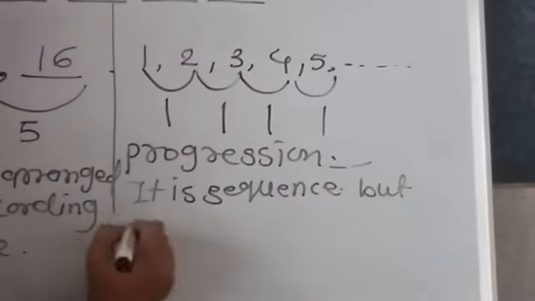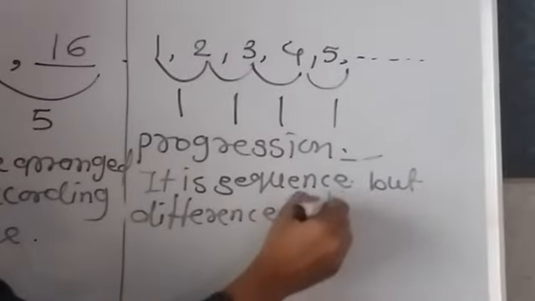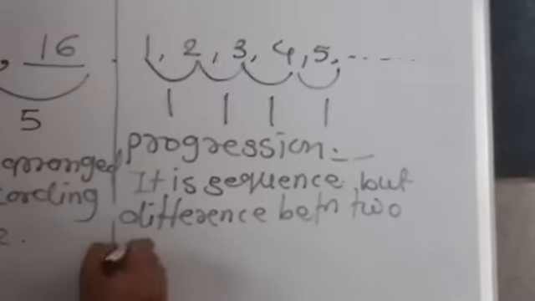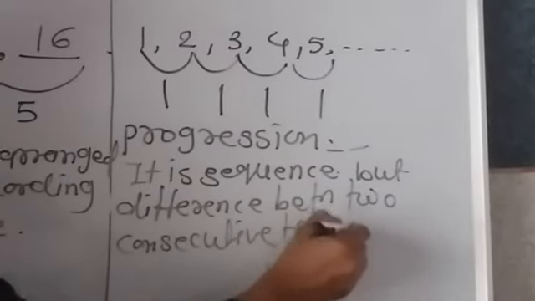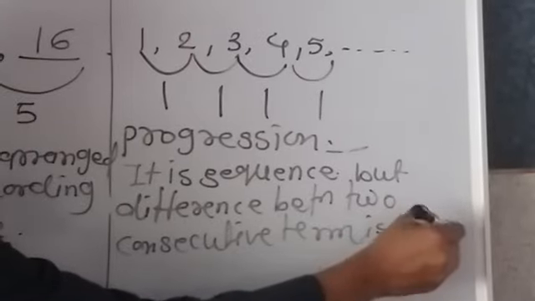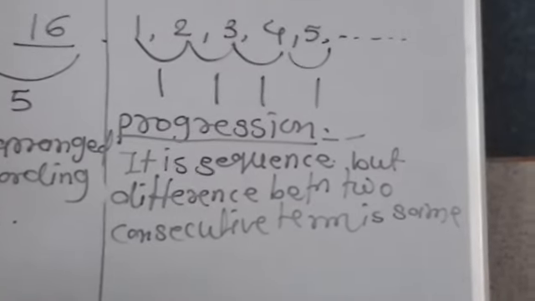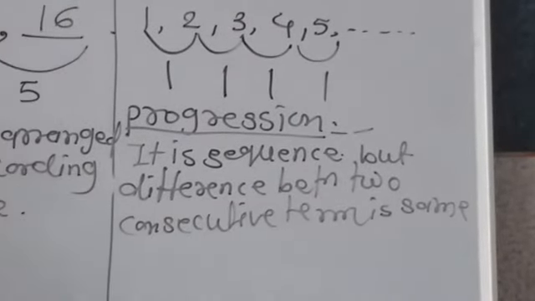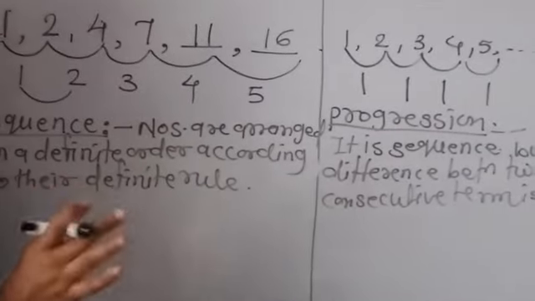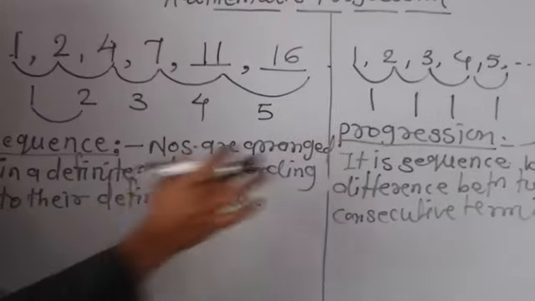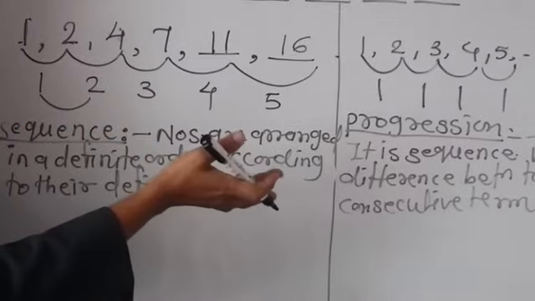It is a sequence, but the difference between two consecutive terms is the same. It's called a progression. Students, always remember that all progressions are sequences, but all sequences are not progressions. I repeat it again: all progressions are sequences, but all sequences are not progressions.